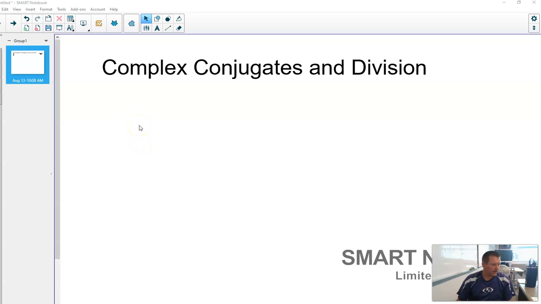All right, so one last thing with complex numbers here. We're going to talk about what we call complex conjugates, and then we're going to add in the division. So we did operations with addition, subtraction, multiplication. We're going to look at it with division here.